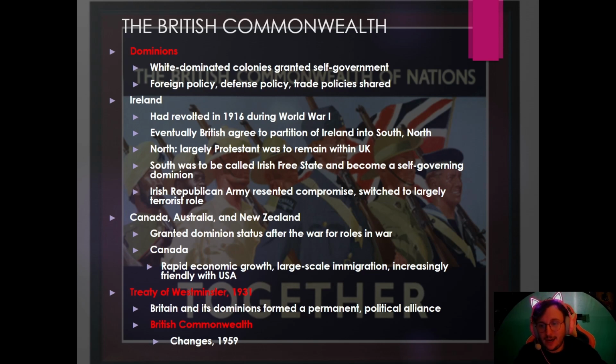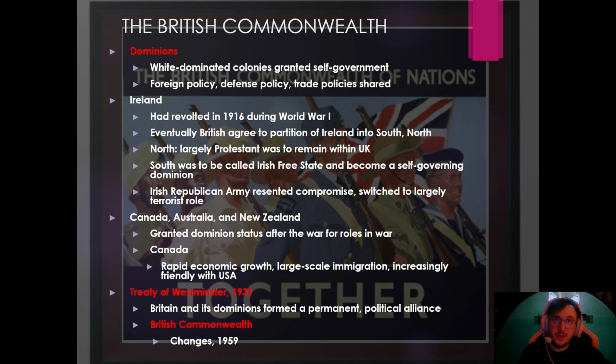Now, Canada, Australia, New Zealand, they were granted Dominion status after World War I for their help in the war. They basically were given self-government, like, hey, you can run your own government, but you're still under the crown. So it's like, sure. Canada has rapid industrial growth, rapid large-scale immigration, and is increasingly friendly with the United States.